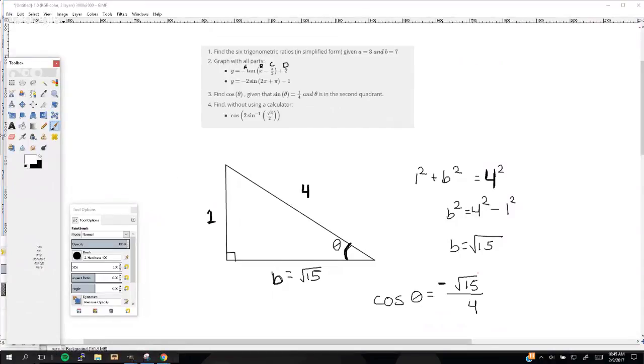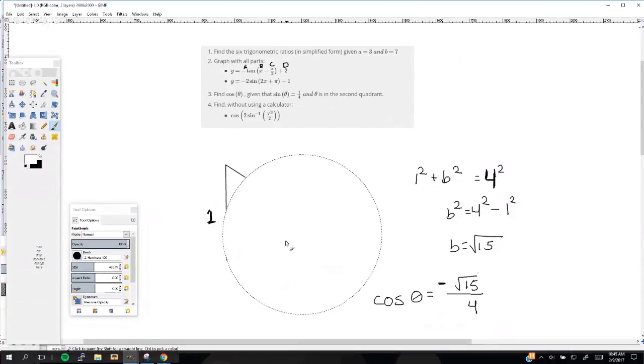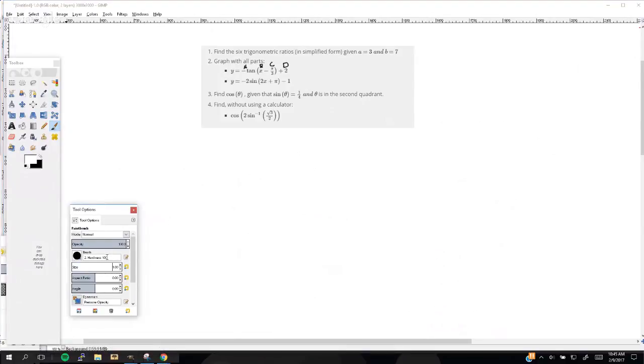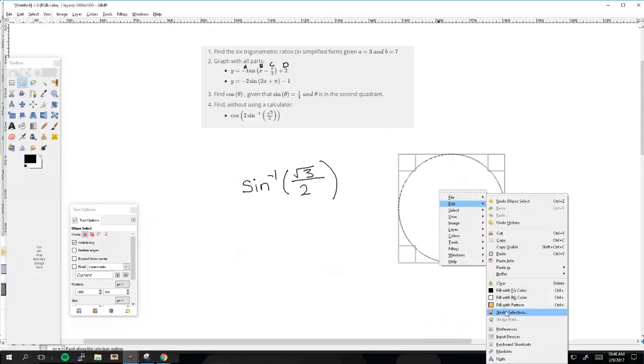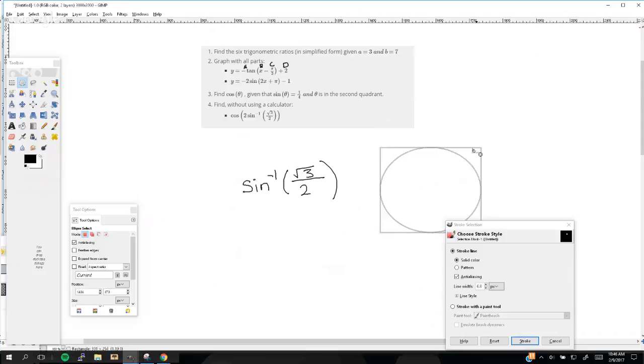Okay. Last one. Find without using a calculator. Okay. So the arc sine, well, the inverse of root 3 over 2 is what? Oh, also, I was wrong last time when I was talking about inverses. I realized that, okay, one sec. Oh, that's not what I wanted to happen. Jeez.